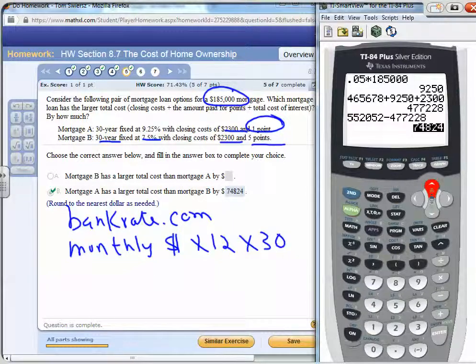So again, you can see all we did was get the total cost by using the monthly payment times 12 times 30, then adding the closing costs and points for each mortgage, and found the difference. Okay, we're going to stop this session here.